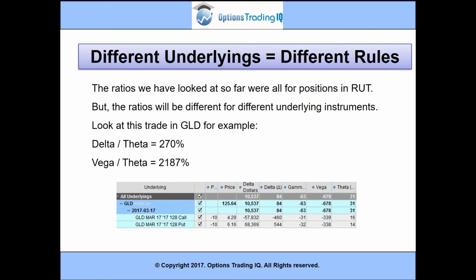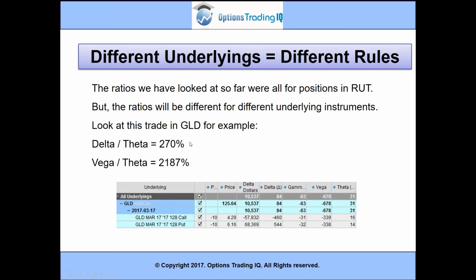Again, I know it's a lot to take in. We're going to go over this in more detail, don't worry. But also with different underlyings, you're going to have different rules. Okay, I'll show you a way where you can standardize things a little bit. But for now, the ratios we've looked at so far were all positions in RUT, but the ratio is going to be much different for different underlying instruments. So let's look at a trade in GLD, for example.